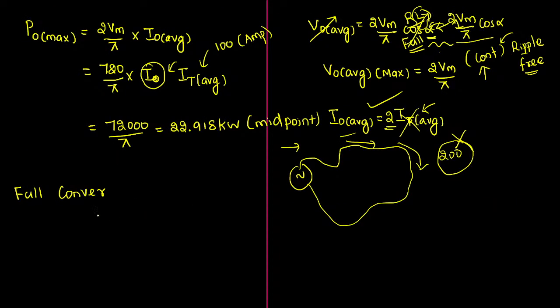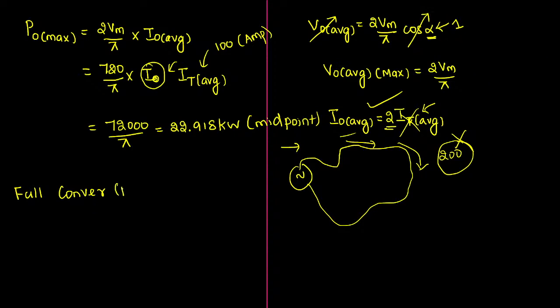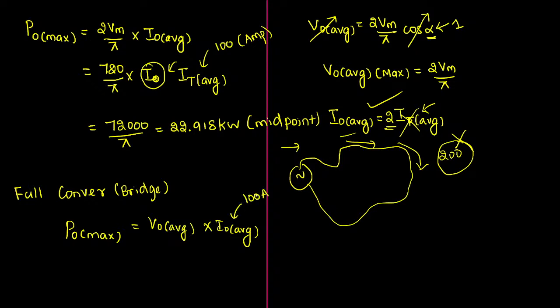Fine. So if you go ahead with the full converter, the bridge converter, we are discussing full converters only, but this is the bridge converter. When we take the bridge converter, what is the expected maximum power? As usual, the same: V naught average, maximum value, into I naught average. Yes or no? Yes, sir. So the current that can be handled by the thyristor will have no change. As usual, it is 100 ampere only, but it is time to explore the value of V naught average.